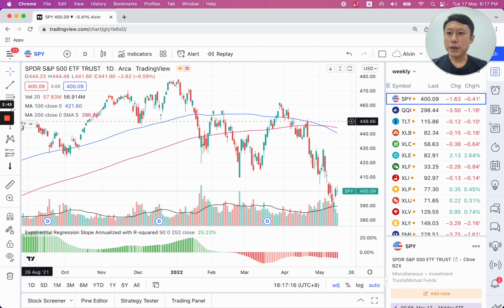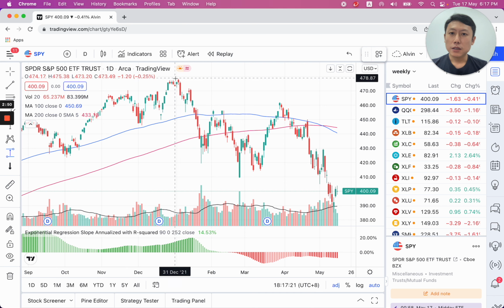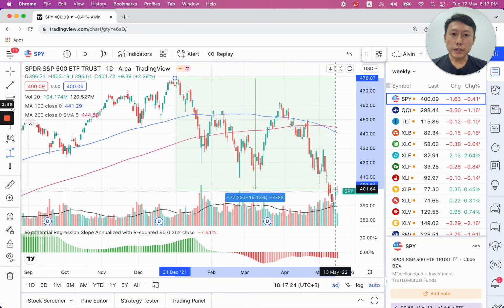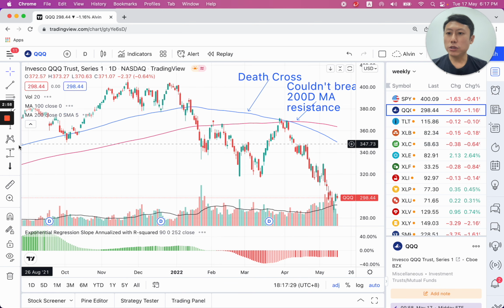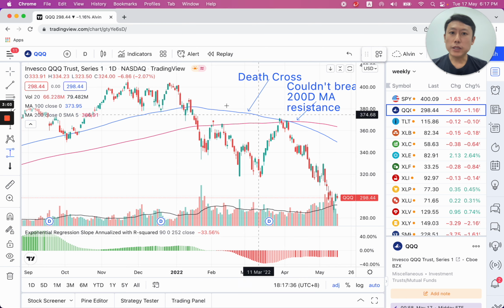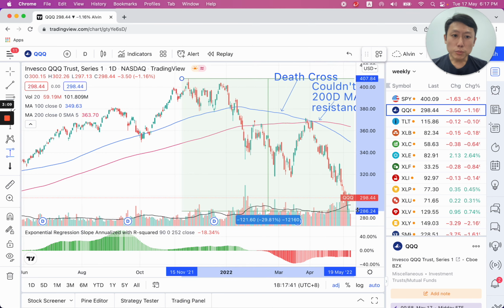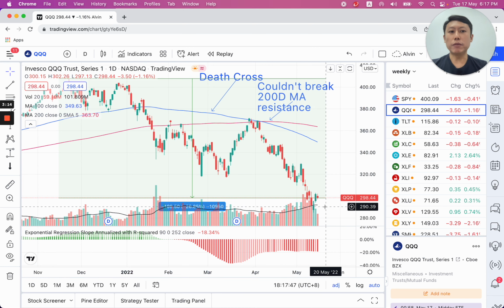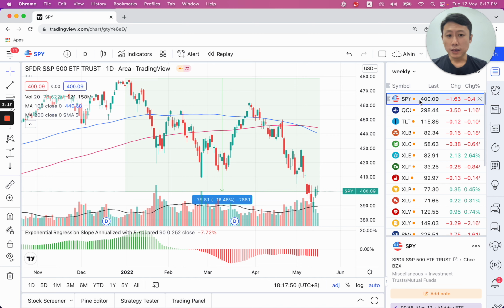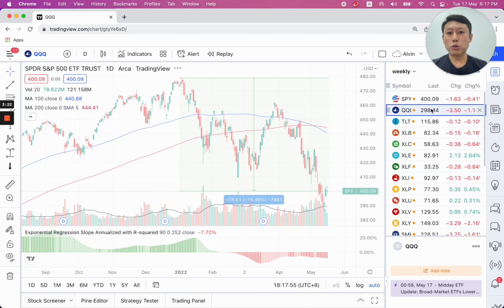So let me just measure how much the drawdown is from the peak, roughly to where we are right now. So SPY is down about 16%, and let's look at QQQ. Over here from the peak, I think I need to zoom out a bit, and then I can zoom in over here. QQQ is down about 27%. So we can see the difference. SPY, which is the S&P 500, is down 16% from its peak, while QQQ is down 27%.